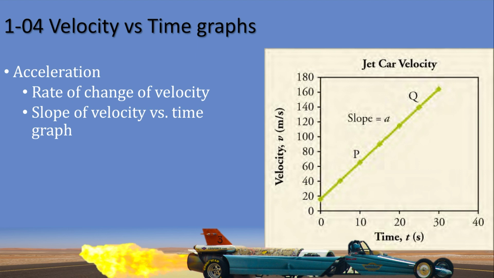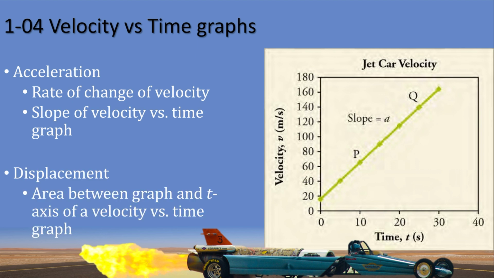Now it turns out that displacement can be found from a velocity versus time graph because it'll be the area between the graph and the t-axis of a velocity versus time graph. So if I wanted the displacement from 0 to 10, I would find that area, and that would be the displacement.